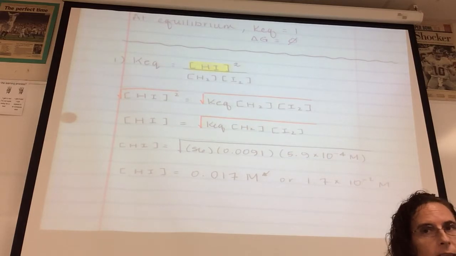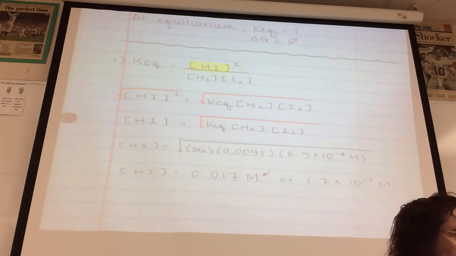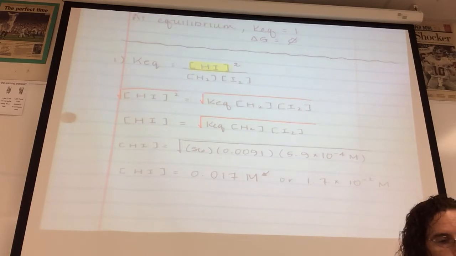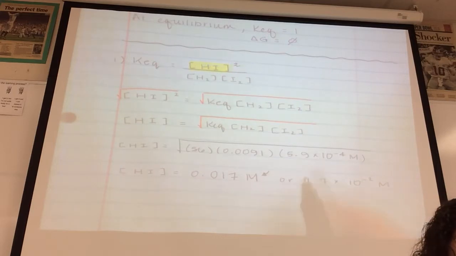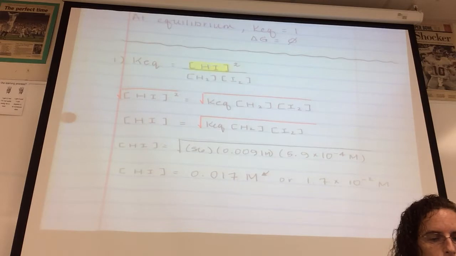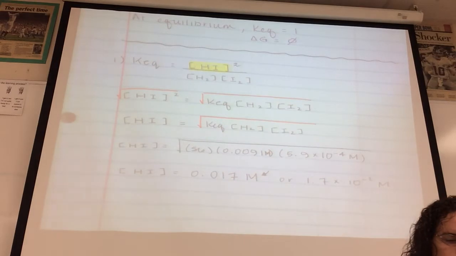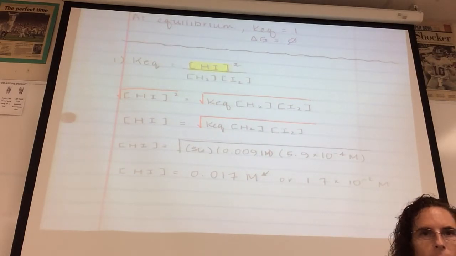We're going to do at least 2 more together. I've got 5 here. All right, questions on the first? Right, KEQ is unitless, but the unit for concentration is molarity, so you will put them in. The only thing I didn't do here is put an M here, and I should have. Capital M for molarity. Minus 1 should be big. Sloppy, sloppy.